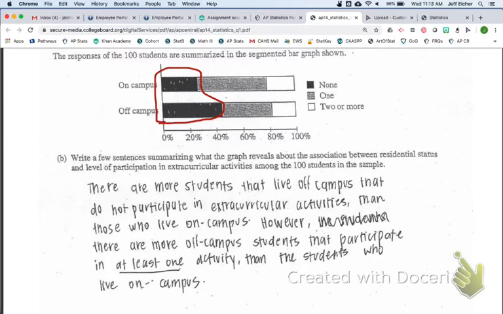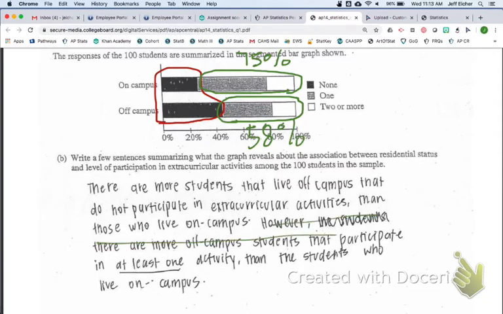Is that true? It sounds like they're trying to compare the at least one. And they're saying the students that live off campus and participate in at least one, that's more than those who live on campus. That doesn't sound right. This percentage is, say, about 75%. And then this bottom off-campus percentage is, let's see, that's 40, so maybe like 58%. So there's a problem there. This statement is not a true statement.